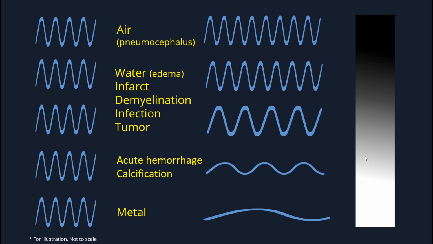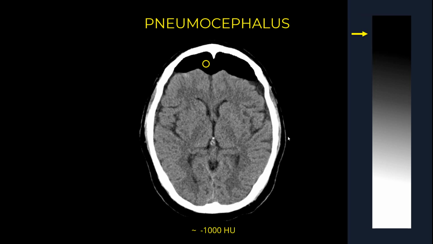Acute hemorrhage is going to be brighter. And metallic structures, whether foreign bodies or hardware like orthopedic hardware, are going to be white. Let's give some examples. So pneumocephalus, this can be a normal post-operative appearance or can be caused by trauma. The density is going to be similar to that of gas, and the color is going to be black.